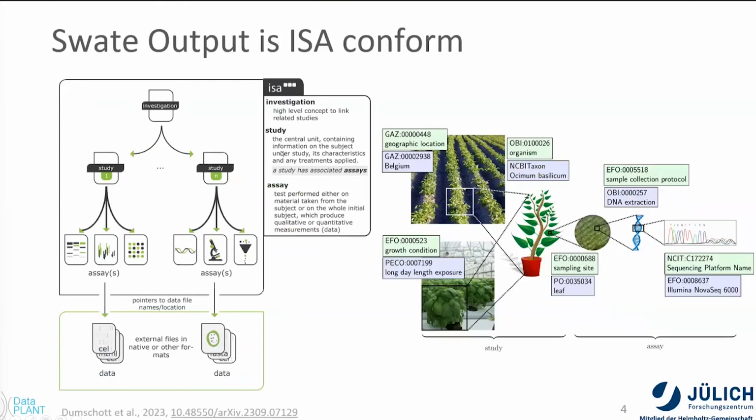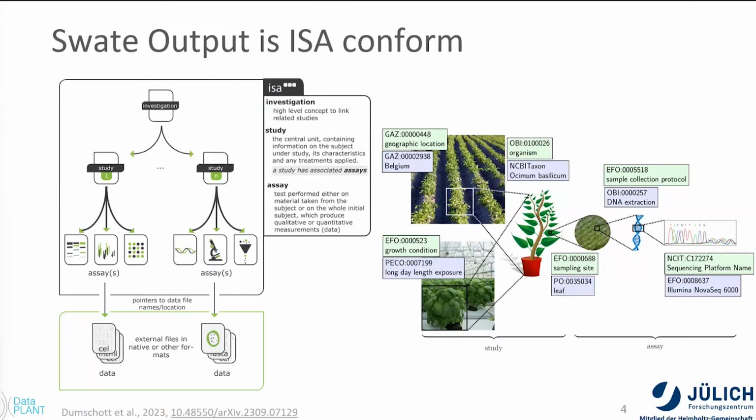The output that is generated by Swate is ISA conform. It is an ISA tab format executable, and as you know, the ISA data model provides different kinds of standardized vocabularies and also concepts that can be used to describe the experimental metadata in a structured way.